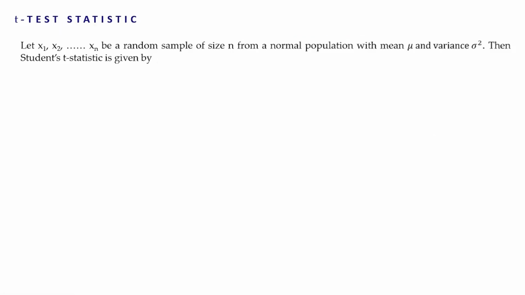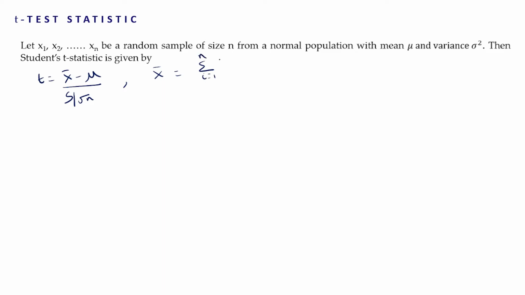In my previous video I have explained about one sample t-test, and in this one sample t-test we have to calculate the t-test statistic. And here is a recap of how to calculate t. Let x1, x2 up to xn be a random sample of size n from a normal population with mean mu and variance sigma square. Then student's t statistic is given by t is equal to x bar minus mu upon s by root n, where x bar is the sample mean.